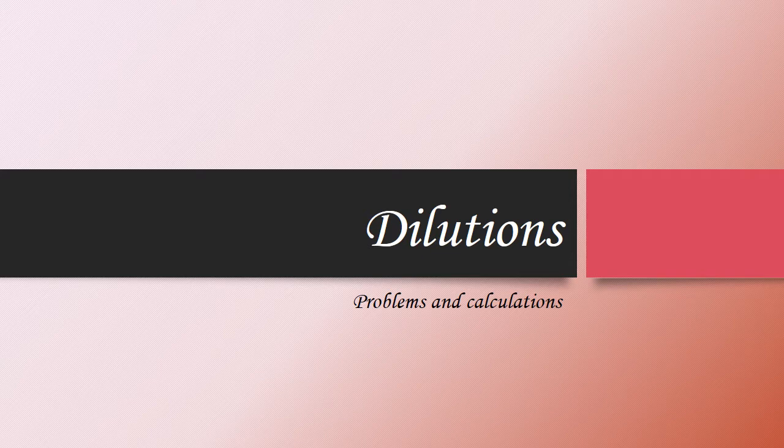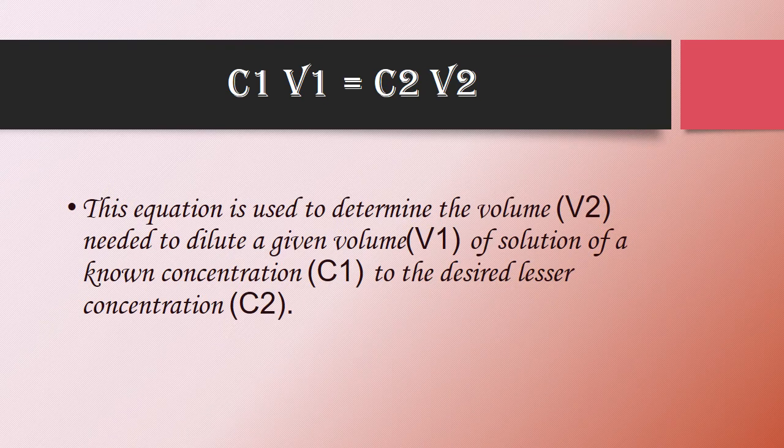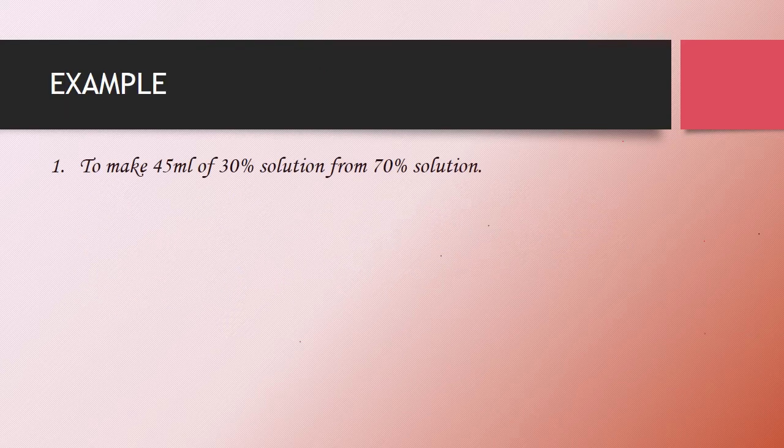In this video lecture, we will learn about biochemical calculations such as buffer dilution problems or stock dilution problems. C1V1 equals C2V2. In the performance of dilution, this equation is used to determine the volume needed to dilute a stock solution. Likewise, this equation is also used to calculate the concentration of the diluted solution. Now, we discuss some problems to understand how to prepare a diluted solution from stock solution.